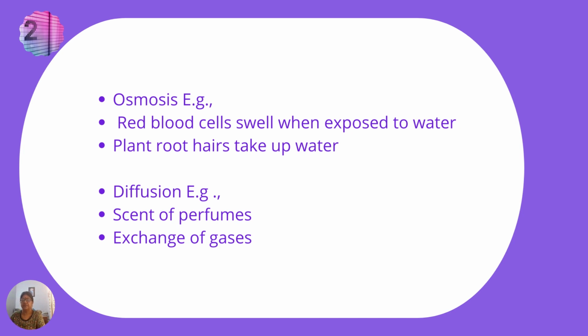Here are some examples of the two processes, osmosis and diffusion. Red blood cells swell up when exposed to water. Plant root hairs take up water. These are some of the examples for osmosis. Likewise, scent of perfume and exchange of gases are examples for diffusion.